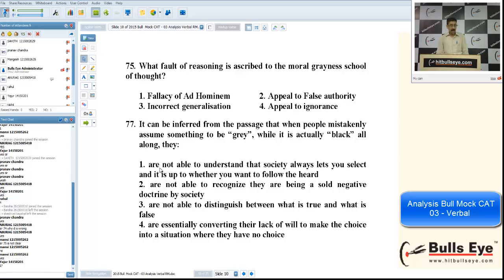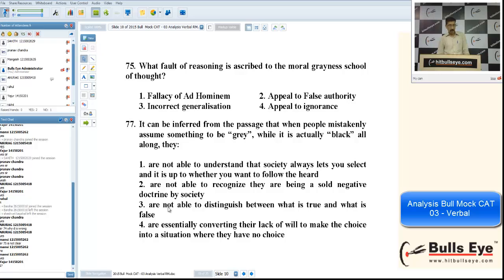So they say that, let's say I'll pick up the second option, are not able to recognize they are being sold negative doctrine by the society. They themselves know that whatever they did or whatever they're doing is wrong, but they will not accept this. So second is gone. They are not able to distinguish what is true, what is false.